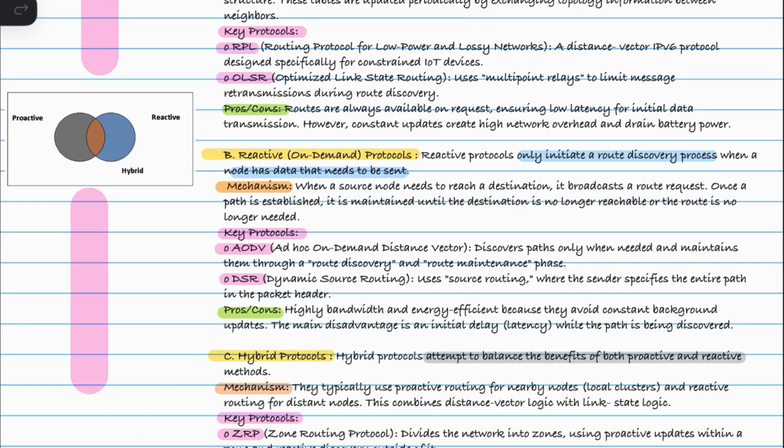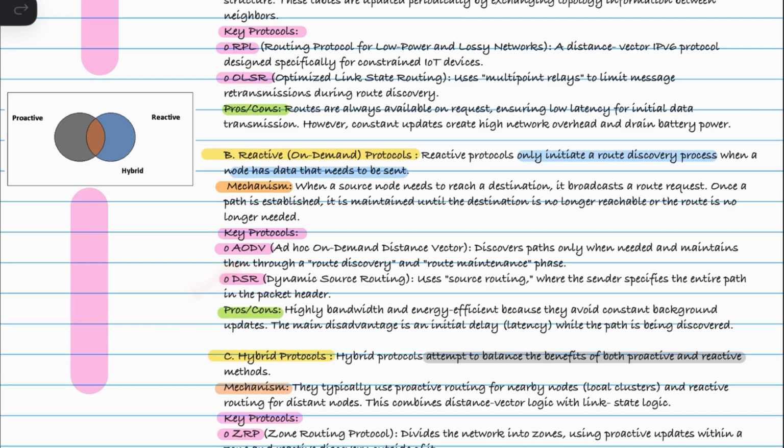First is AODV. This stands for Ad Hoc On Demand Distance Vector. It is a classical on-demand protocol that cycles strictly through an intense route discovery phase when the message triggers it, followed by a route maintenance phase to monitor link breaks. Alright. So it performs route discovery and route maintenance.